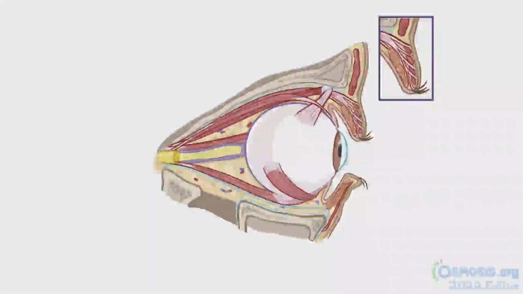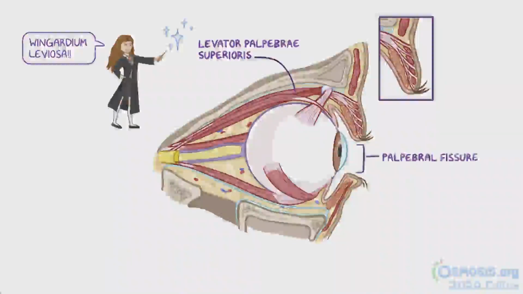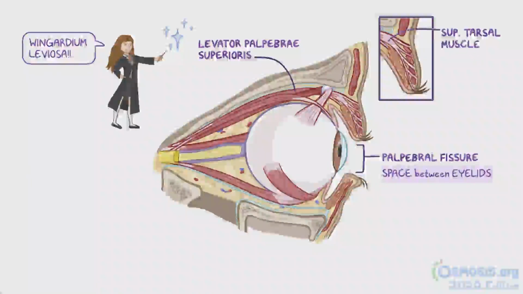The superior eyelid has an extra layer made up by the levator palpebrae superioris, which attaches to the superior tarsus and the skin of the superior eyelid, and it opens a palpebral fissure, which is the fancy way to call the space between your eyelids. The distal portion of the levator palpebrae superioris, called the superior tarsal muscle, inserts directly on the superior border of the tarsus to help open the eye completely.